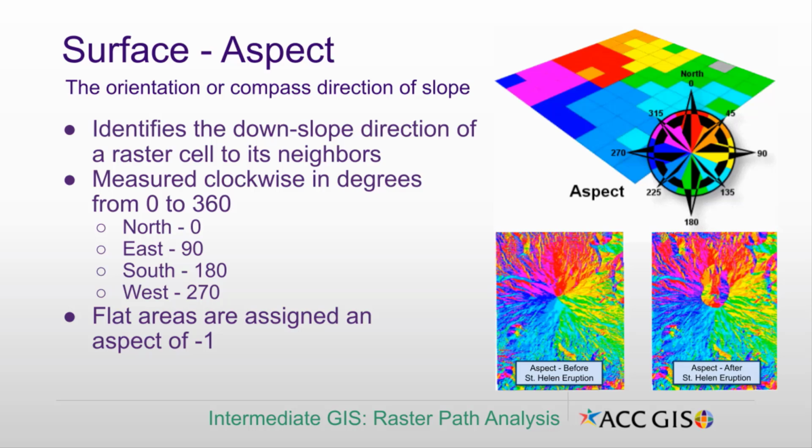If you look at the example in your lower right-hand corner, you can see that we've taken two DEMs for Mount St. Helens, one before and one after the eruption, and used the aspect geoprocessing tool to see how it radically altered the aspect or the direction that the slope faced around Mount St. Helens.